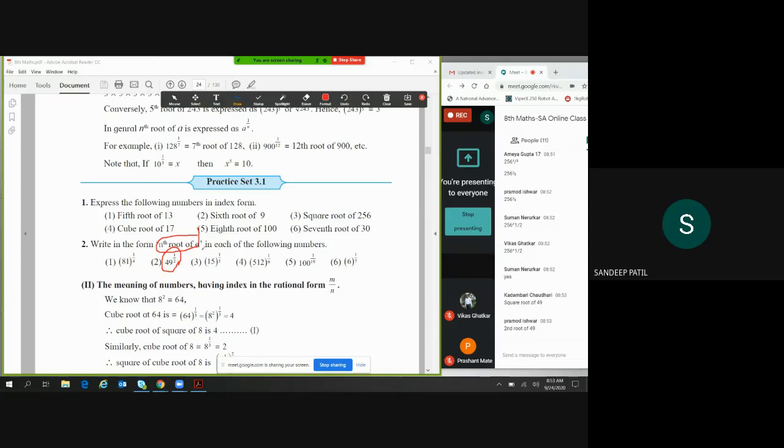How will you write? It's second root of 49. That's good. Someone is writing square root of first power of 49. That is also correct, but always we have to write in a convenient way, right? So this is also right. This is not wrong, but we have to write in the easiest way. So how will you write nth root of a, like square root of 49? We know first power is always there, so we can omit that part, right?